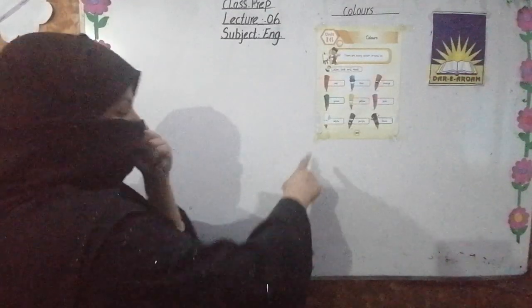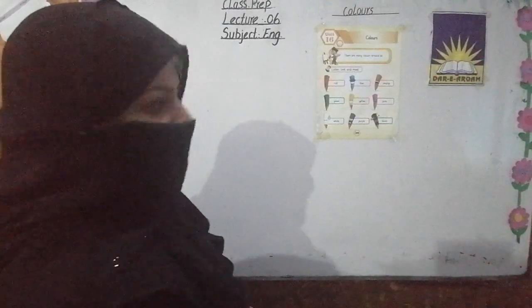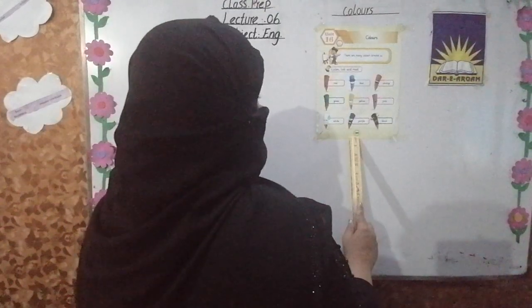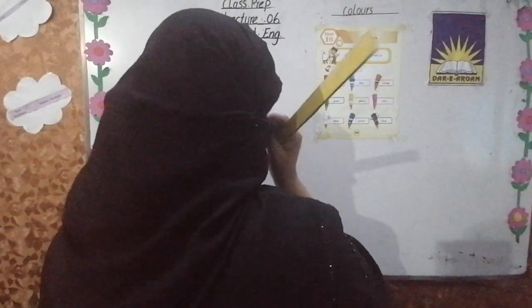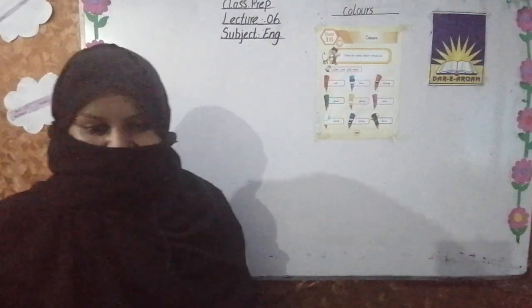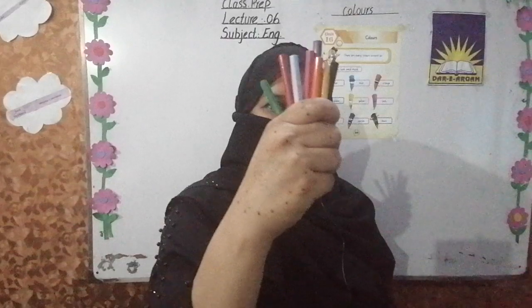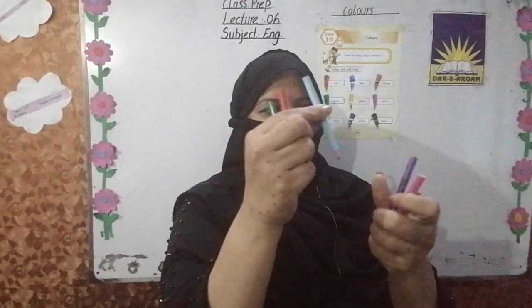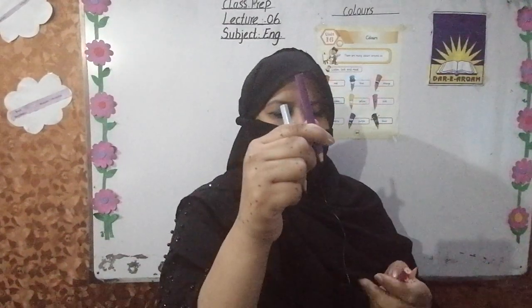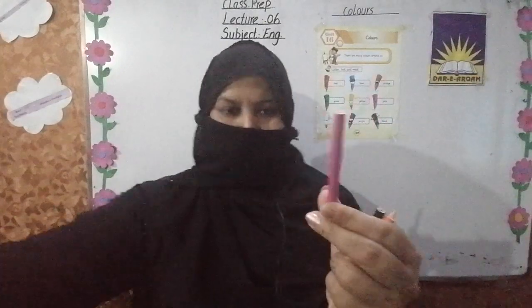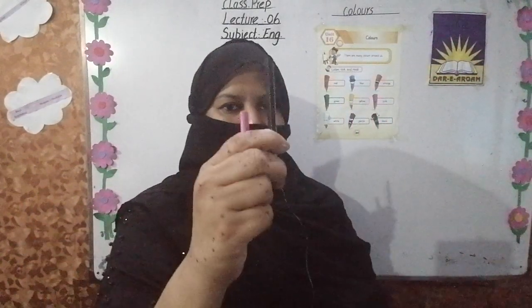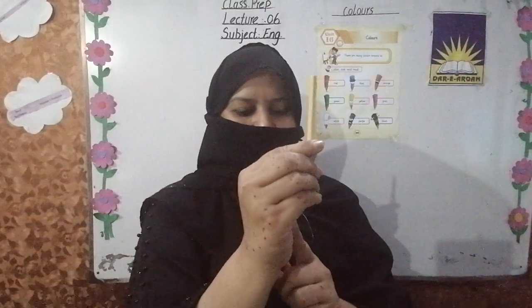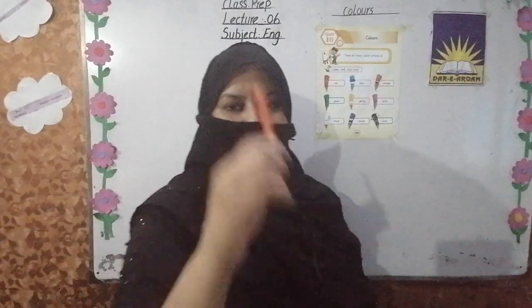Students, turn your page and open page number 20. Unit number 16 and page number 20. The topic of this page is colors. There are many colors and I also have many pencil colors. Yes: green, red, blue, purple, pink, black, yellow, and orange.